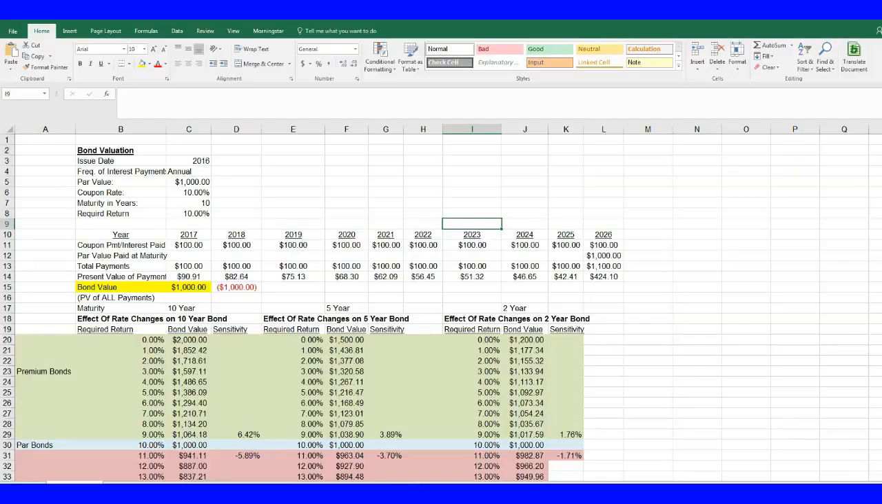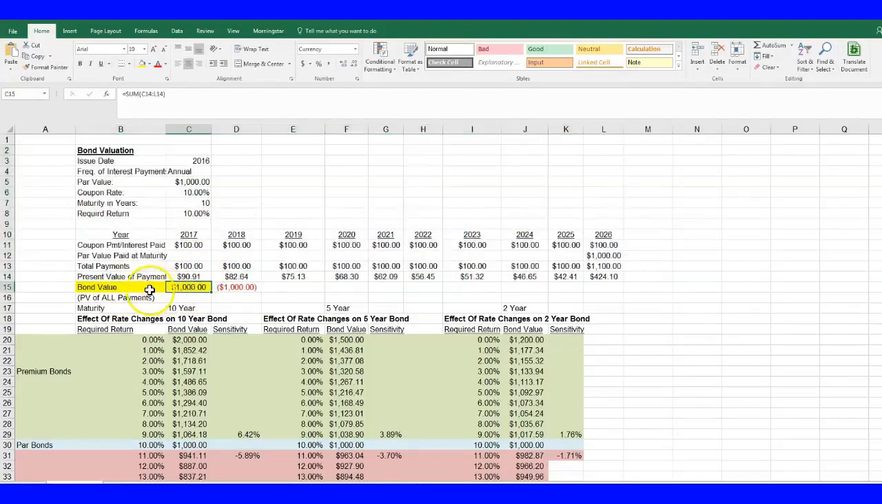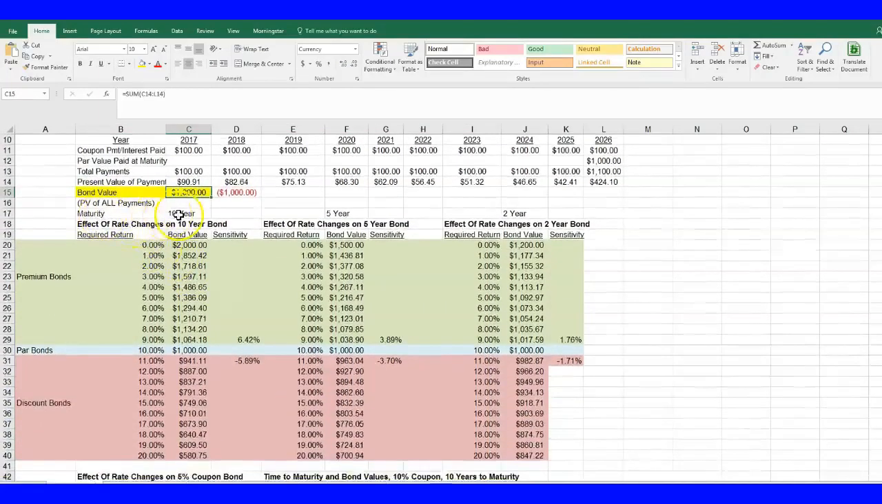Let's go back to our bond valuation example. So we have our same basic bond that had a par value of $1,000, a coupon rate of 10%, maturity of 10 years, and a required return of 10%. And we previously calculated the bond value is exactly equal to $1,000. Now, for this bond that matures in 10 years, let's examine the effect of rate changes on a 10-year bond.